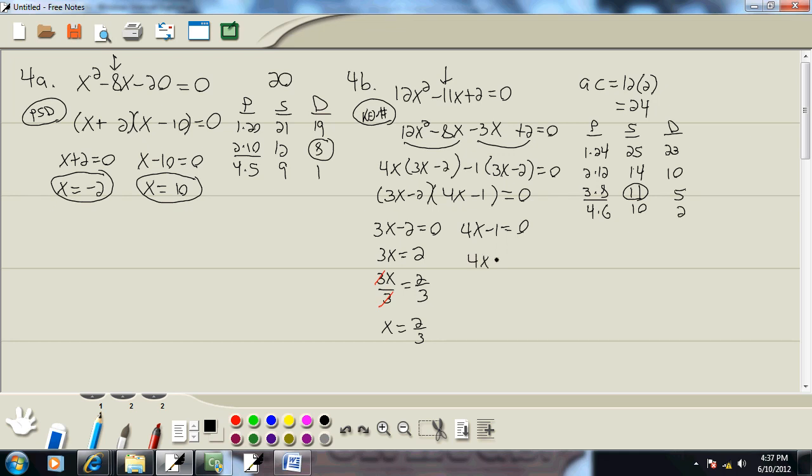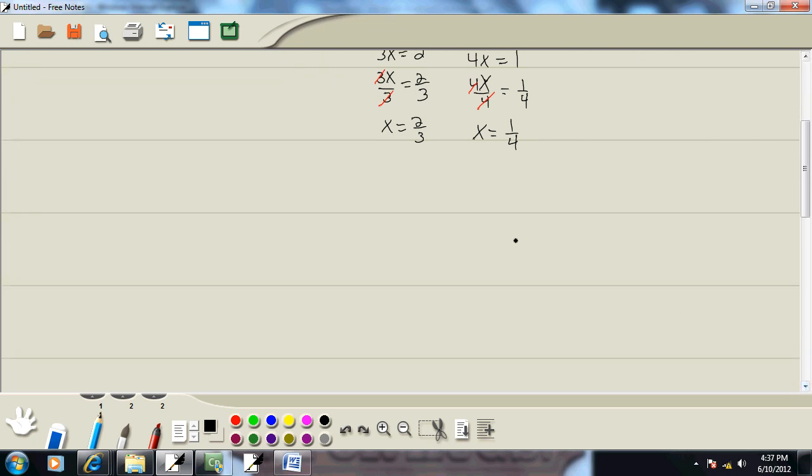Over here, take negative 1 over, becomes a positive 1. Divide both sides by 4. We're just doing a linear equation method here for solving. These 4's cancel. And we got x is equal to 1/4. And those are our two answers.